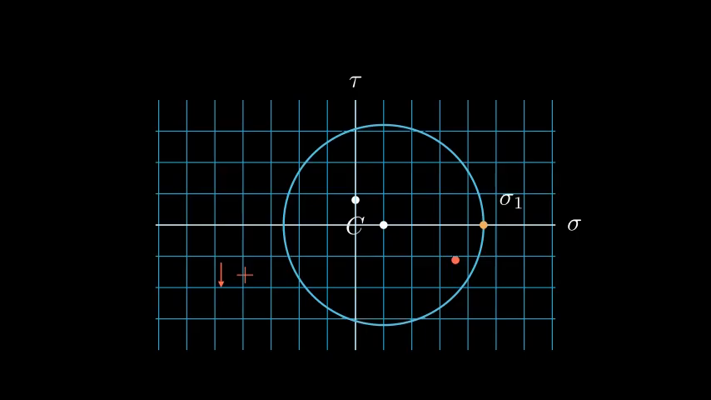The maximum normal stress, or principal stress, is at the rightmost point. The minimum normal stress is at the leftmost point. The maximum shear stress occurs at the very top and bottom, while the minimum shear stress is 0.